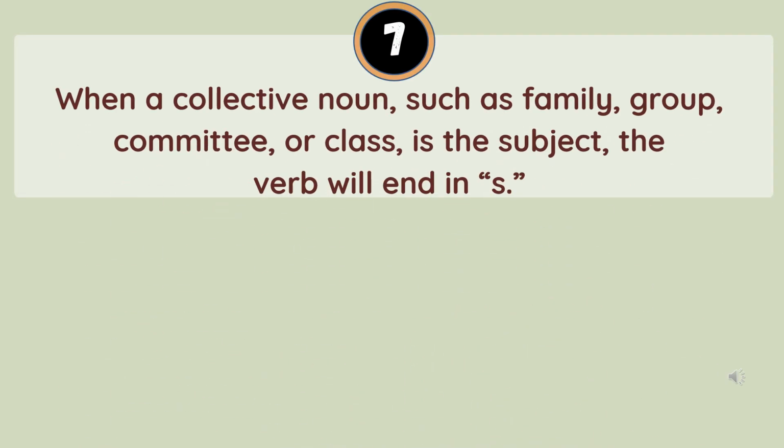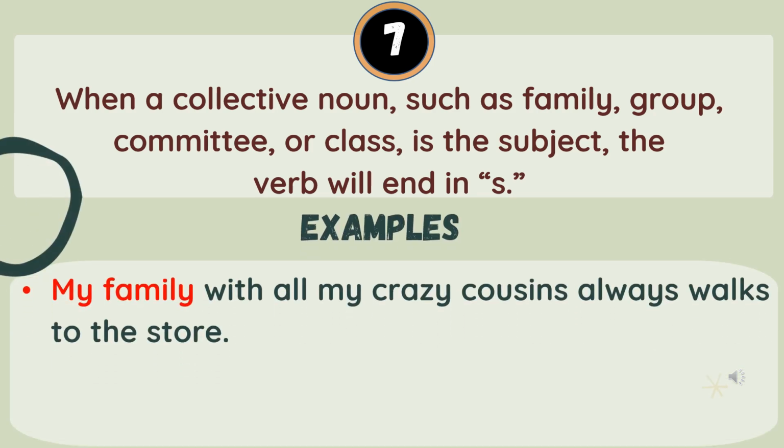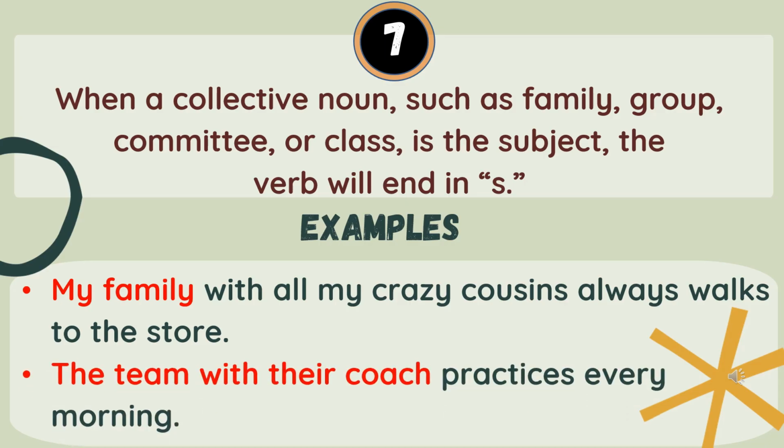Collective nouns like team, family, and group take singular verbs with S when acting as one unit. Examples: my family walks, acting together. The team practices, acting as one. Key rule: one group, use a singular verb. Exception note: only use plural if members act separately.